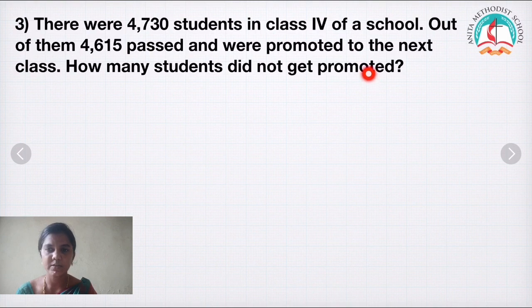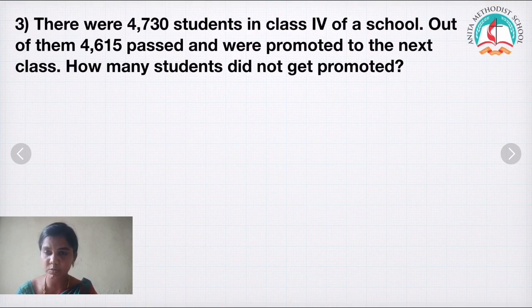Okay, so here they given two things. One is total number of students in the class, in the whole school of class standard 4. Then how many children were passed? 4,615 were passed and promoted to 5th standard. So we need to find the remaining students. Okay, remaining means that is subtraction.